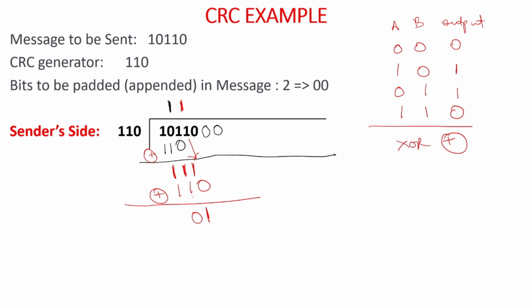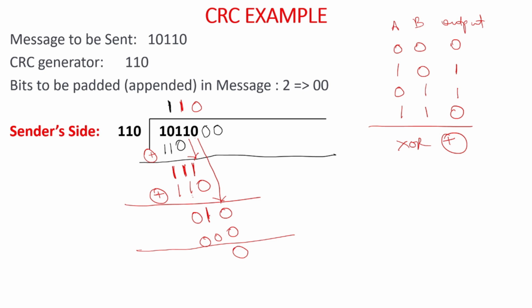Then again ignore this last whatever is there, and take the next bit from here. So I am taking this 0 over here. Now 0 1 0. So first bit is 0. So you have to take all 3 bits as 0 because first bit is 0. Only when the first bit is 1 you have to take this CRC generator as it is. Otherwise you have to put zeros only. So I am putting all 3 as zeros.